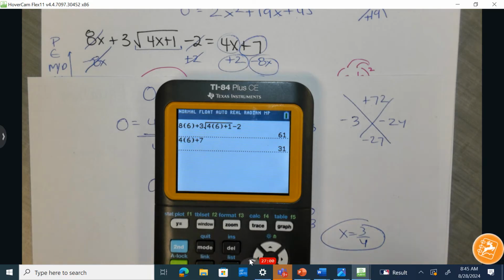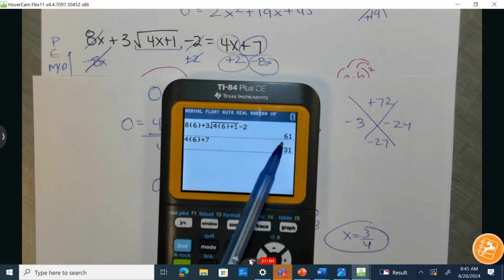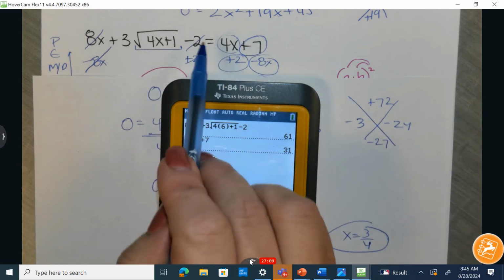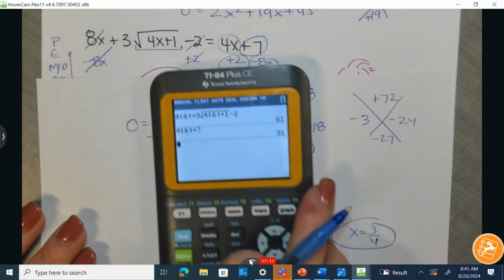And if you're wondering, well, how do we test this? I plugged 6 into the left-hand side. This is the quantity I got. I plugged 6 into the right-hand side. These two sides have to equal each other if it works. 6 did not work. I'm going to do the same thing with 3/4 now.